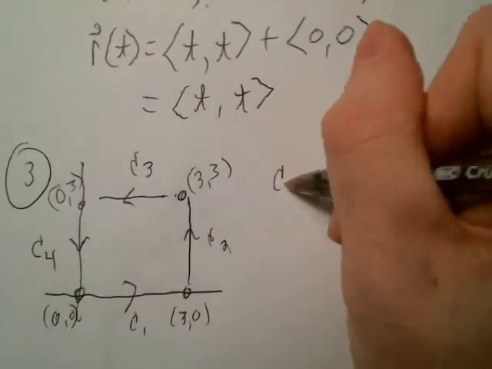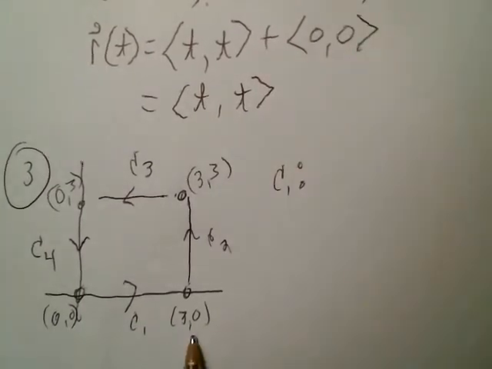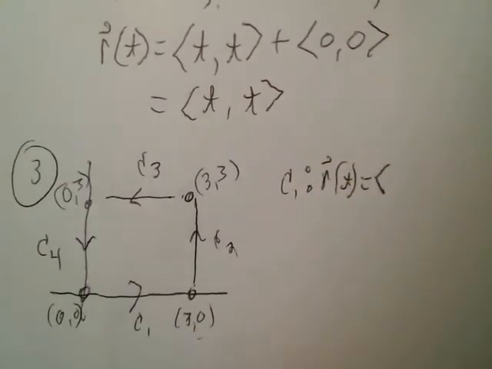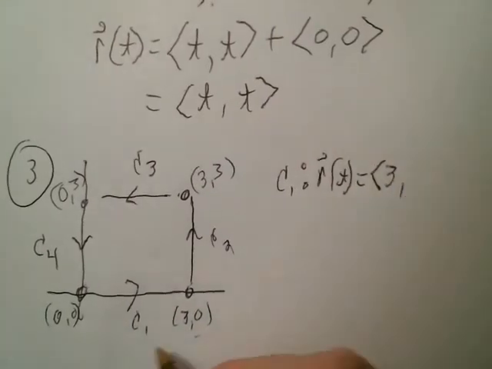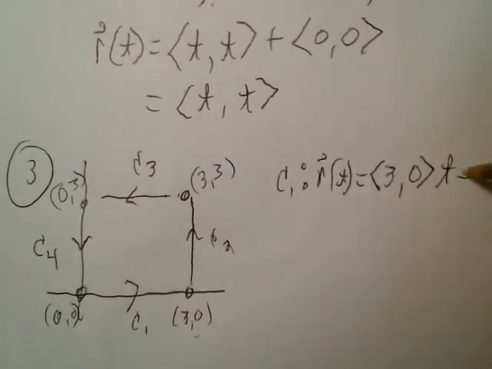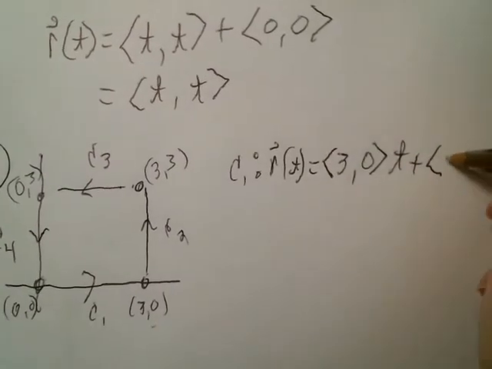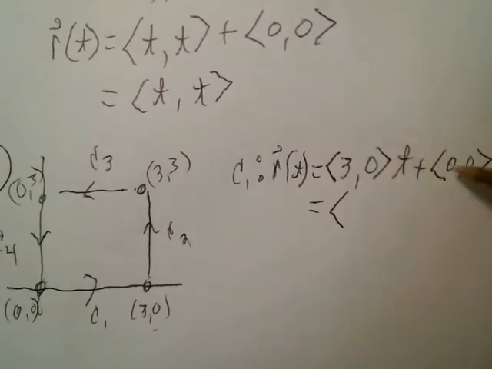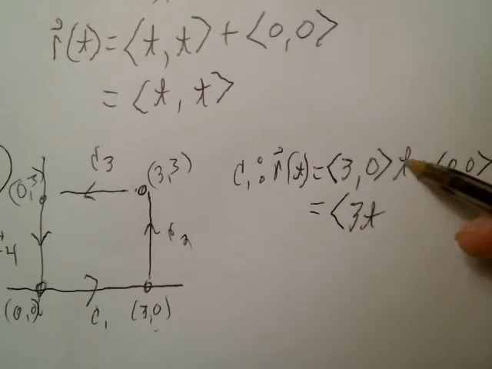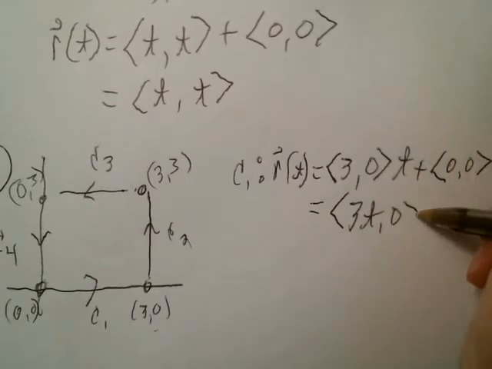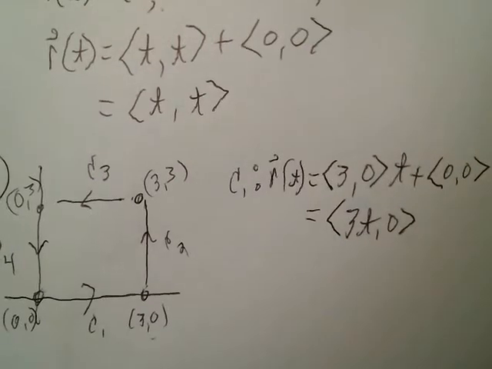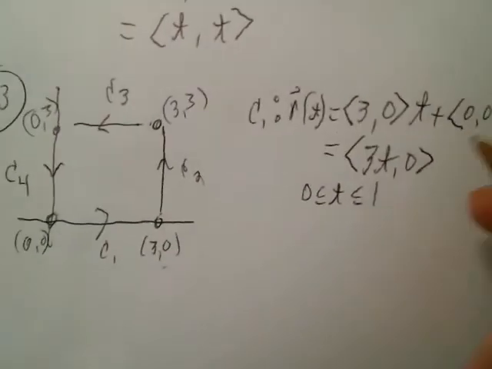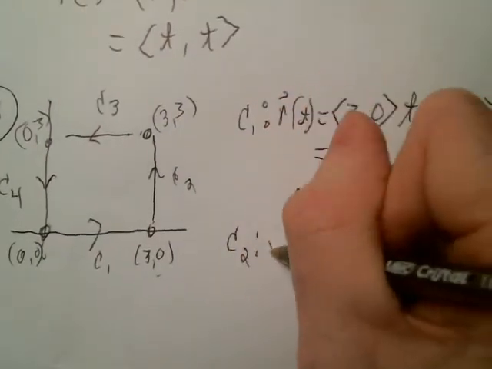Okay, so for curve 1, I'm going from 0, 0 to 3, 0. So you need your slope vector. So 3 minus 0 is 3, and then 0 minus 0 is 0, times t, plus your initial starting point, 0, 0. Okay, clean it up, and that will be 3t plus 0, which is just 3t, and then 0t plus 0 is just 0. And the parameter in this case will go from 0 to 1. Okay, next, C2, R of t.